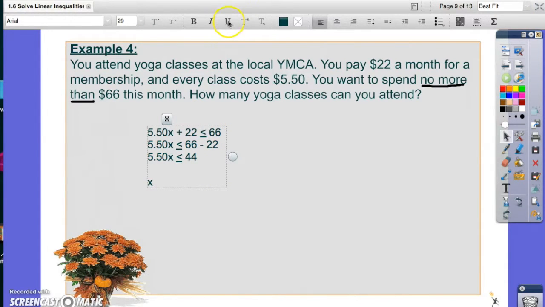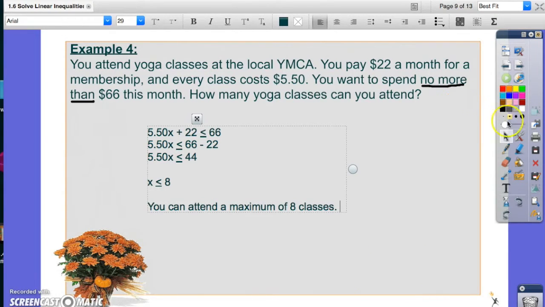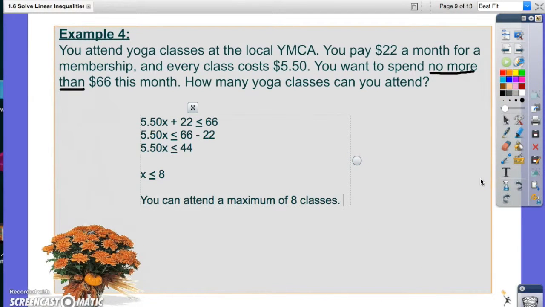X less than or equal to 8. All right. So, as a final answer here, I'm going to actually type this out this time. You can attend a maximum of 8 classes at the YMCA, right? Because x is less than or equal to 8. So you can take 8 classes, you can take 0 classes, anywhere in between, all right?